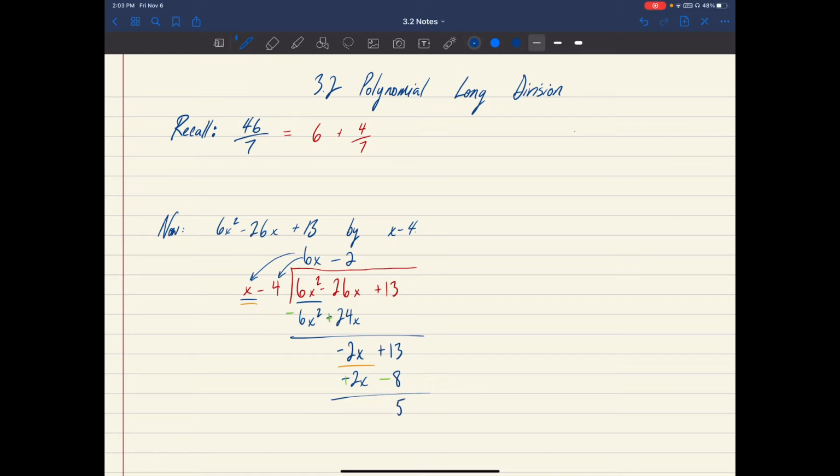Okay, the way that we would write this answer, using the form that says recall, is whatever is on top of our division bar, which is 6x minus 2, plus a remainder of 5 over our divisor, which is x minus 4.